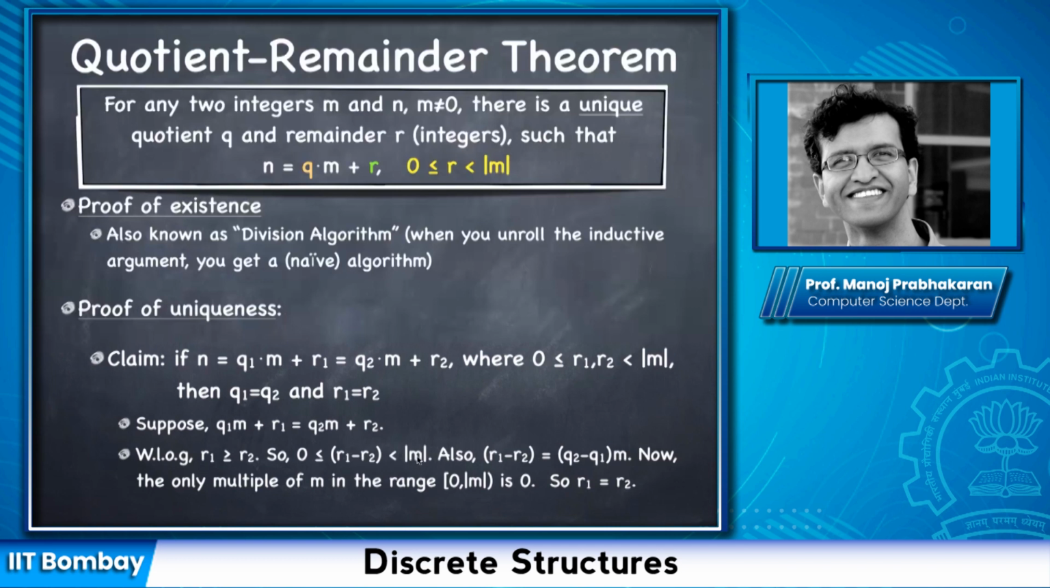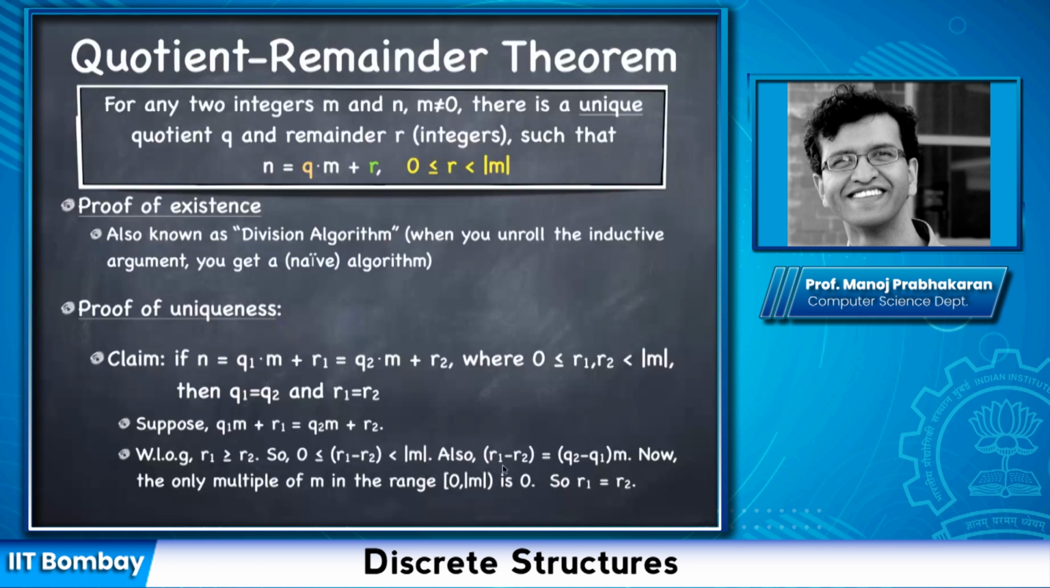Which means, the absolute value of R1 minus R2, which is the same as R1 minus R2, would have to be greater than or equal to m if it were a non-zero multiple of m, right? If m divided R1 minus R2. So since that's not the case, R1 minus R2 is not greater than or equal to m, it must be the case that R1 minus R2 is 0.